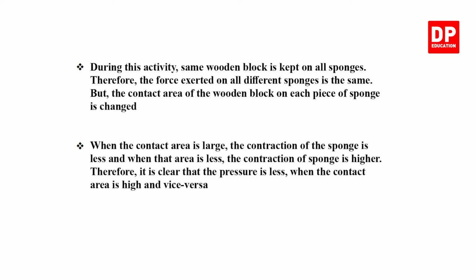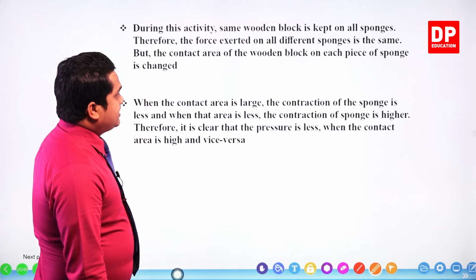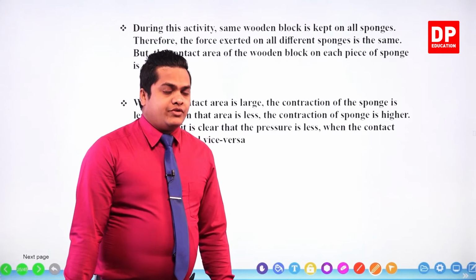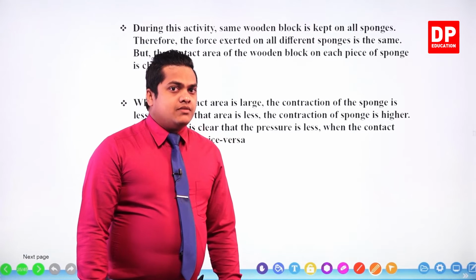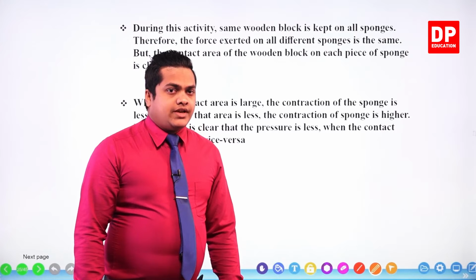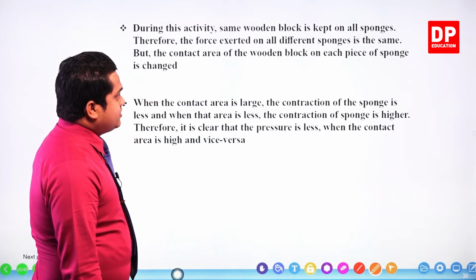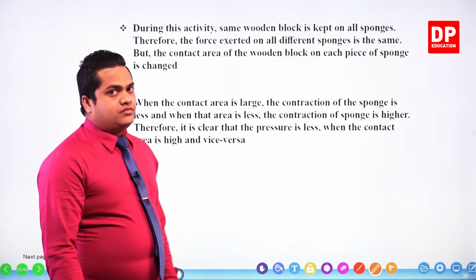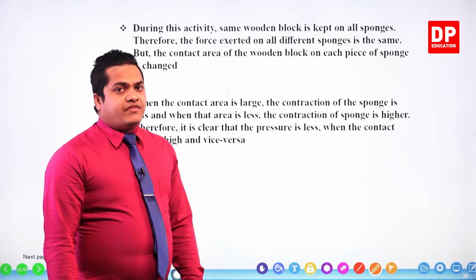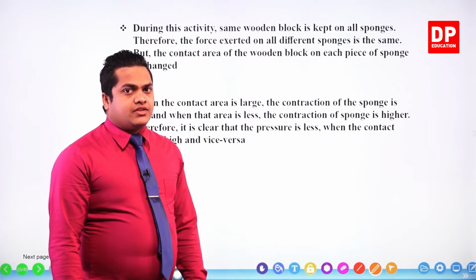So once again, you are given the explanation. During this activity, the same wooden block is kept on all sponges. Yes, we kept the same wooden block. That's why I told you that we never changed the mass. So the weight of the object is also never going to change, right? Therefore, the force exerted on all different sponges is the same. If the mass is not changing, then the weight is also the same, right? If the weight is the same, then the force acting on all the sponges is equal. That's obvious, right?